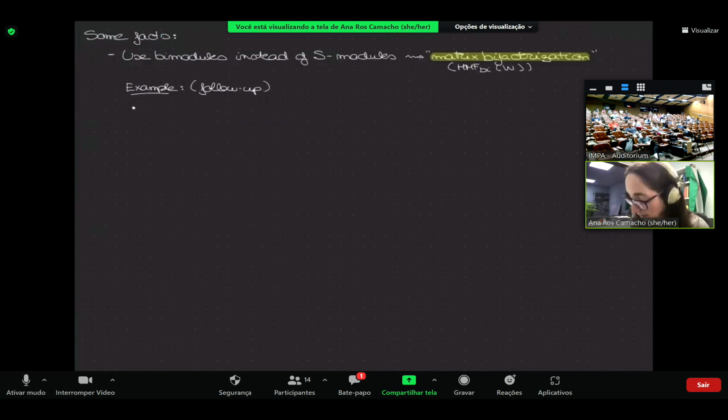Again, I'm going to follow up a little bit. So if you give me two pairs of a polynomial ring and a potential, I'm going to take C[x] and x^d.